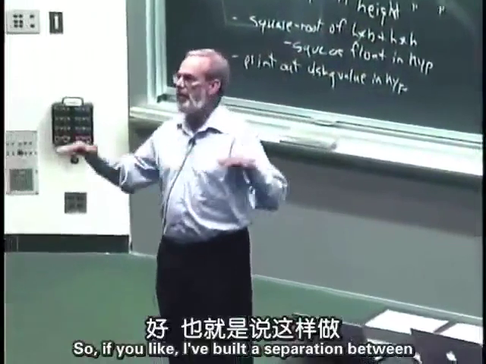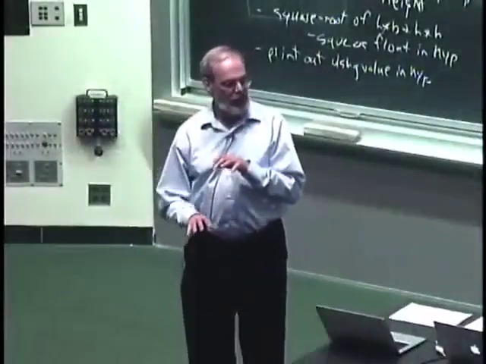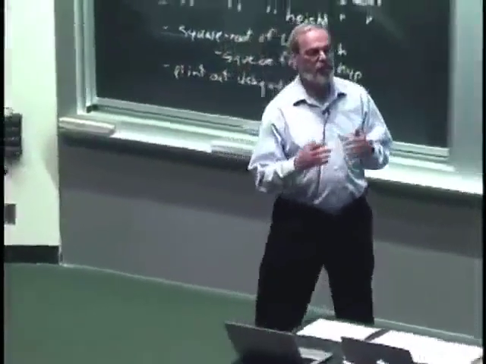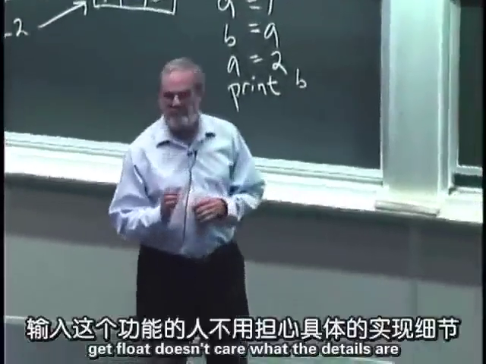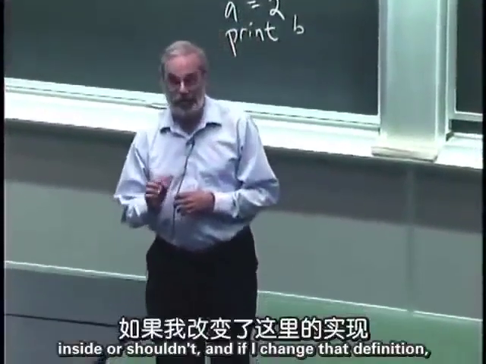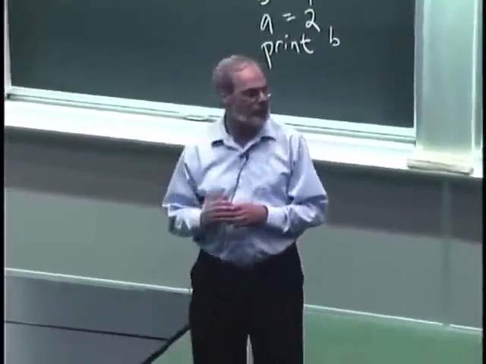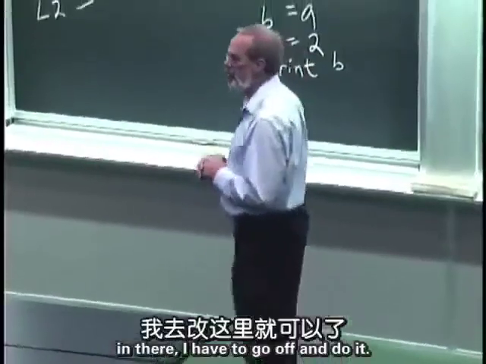So if you like, I've built a separation between the user and the implementer. And that's exactly one of the reasons why I want to have the functions, is I've separated those out. Another way of saying it is anything that uses getFloat doesn't care what the details are inside, or shouldn't. And if I change that definition, I don't have to change anything elsewhere in my code. Whereas if I just have the raw code in there, I have to go off and do it.